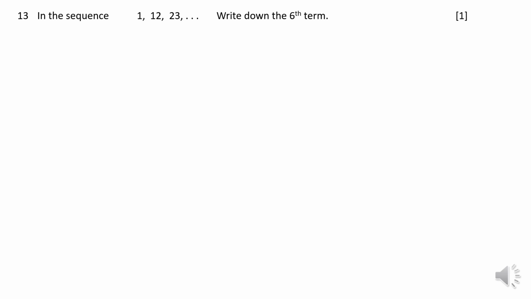Question 13, you have a sequence, and the sequence is 1, 12, 23, and so on. But you are supposed to find the 6th term. Now, a lot of people are using a formula, but you can also just play with your calculator, using the constant function. First, you find the difference between the terms, all right?